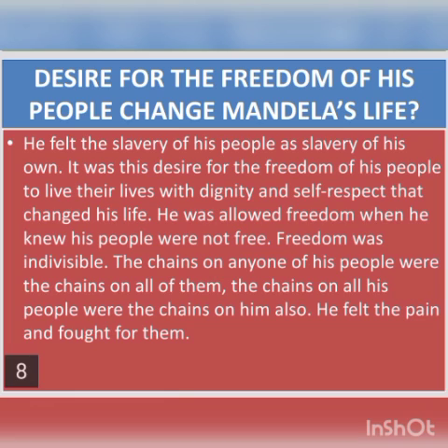Not only this, he felt the slavery of his people as the slavery of his own. It was this desire for the freedom of his people to live their lives with dignity and self respect that changed his life. He was not allowed freedom when he knew his people were not free. Freedom was indivisible. The chains on any one of his people were the chains on all of them. The chains on all his people were the chains on him also. He felt the pain and fought for them.